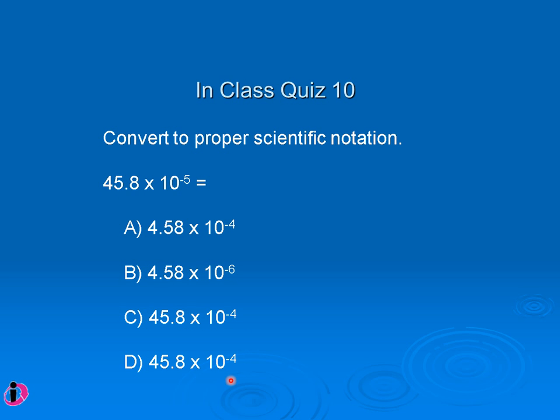Another example here. 45.8 times 10 to the -5. You move the decimal 1 position to the left, right? So it will be 4.58. It's getting decreased, so the power will be increased, right? Increased by what? By 1. So the power will be 10 to the negative 5 plus 1. So it will be 10 to the negative 4. So the right answer is the first one, A.